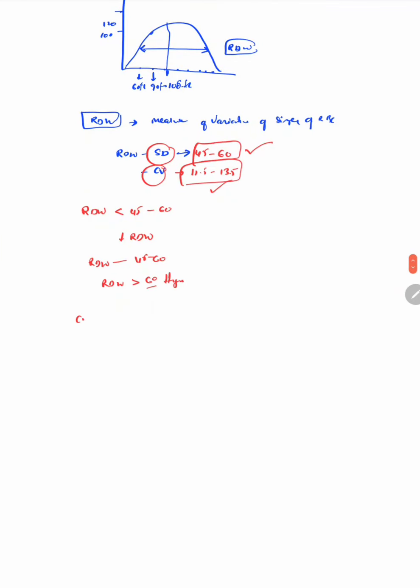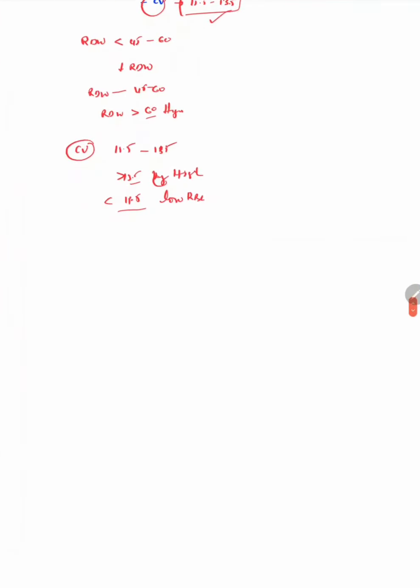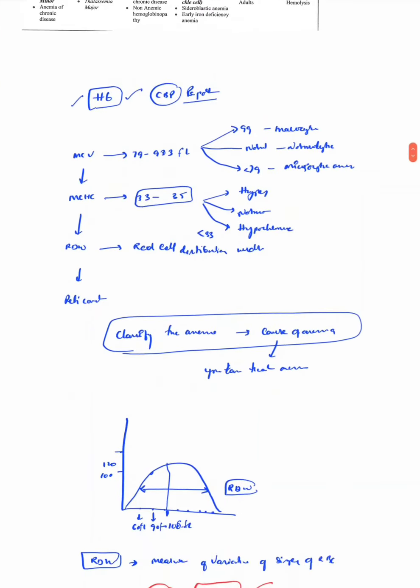In the case of the CV type, the coefficient of variance type of RDW measurement, the methodology of measurement is not needed. The CBC machine will give it to you, and we only have to know the normal value, 11.5 to 13.5. If it is greater than 13.5, it is high RDW. If it is less than 11.5, it is low RDW. Okay, this is RDW.